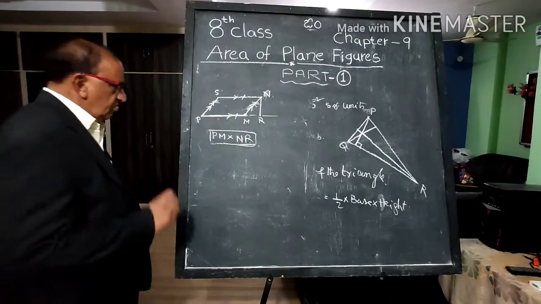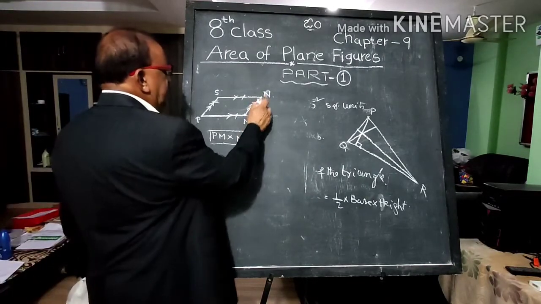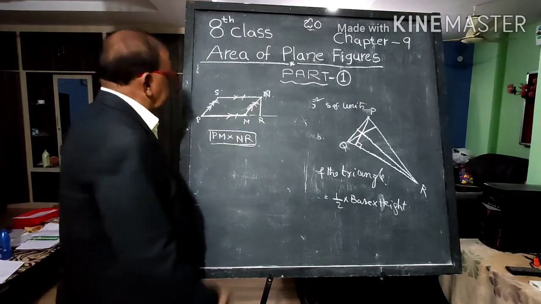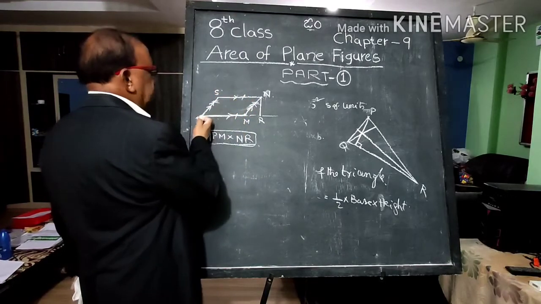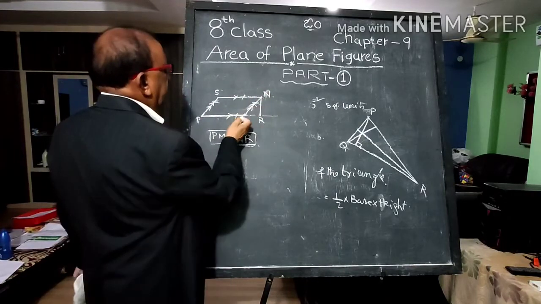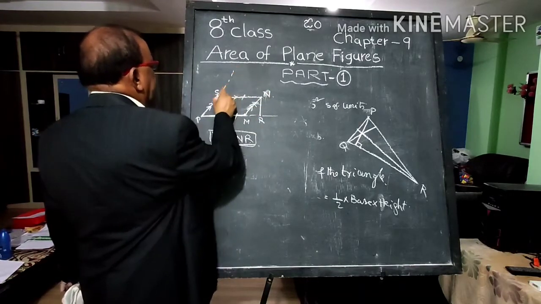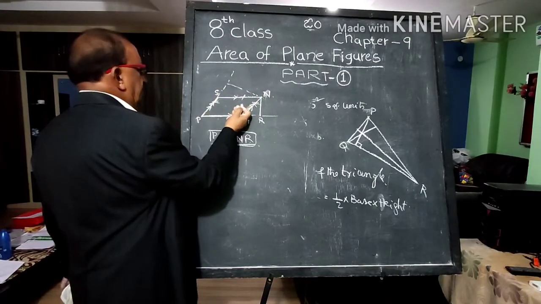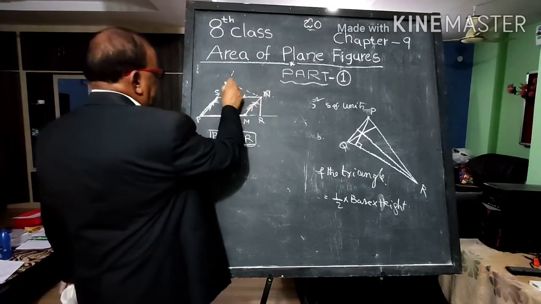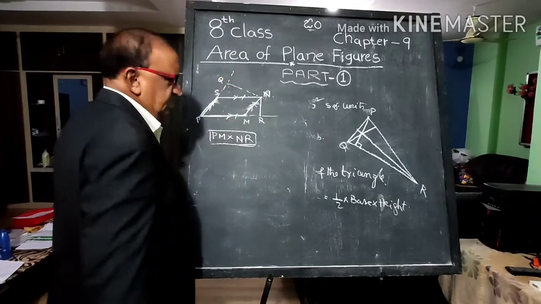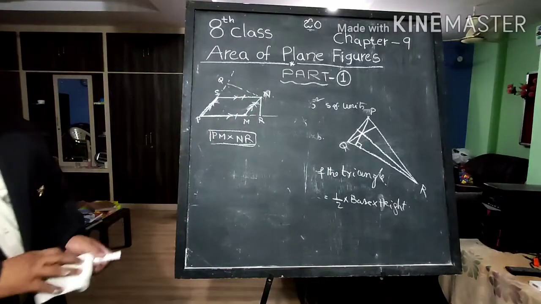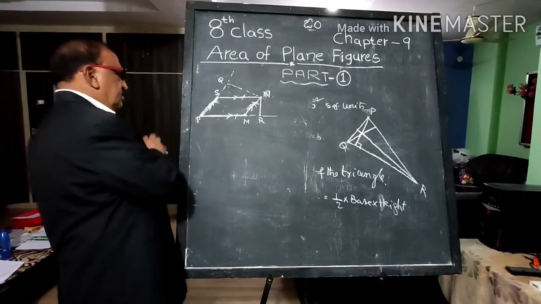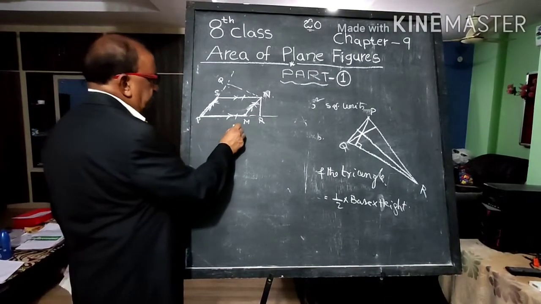So that means here NR is the distance between the two parallel lines. Suppose you take SP and NM, that means you extend it and you drop a perpendicular here. So the area of the parallelogram is SP into NQ. SP into NQ. That's how you find the area of a parallelogram.